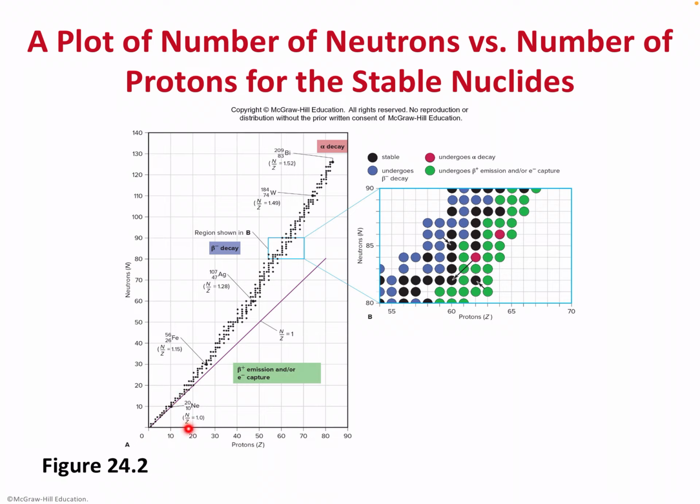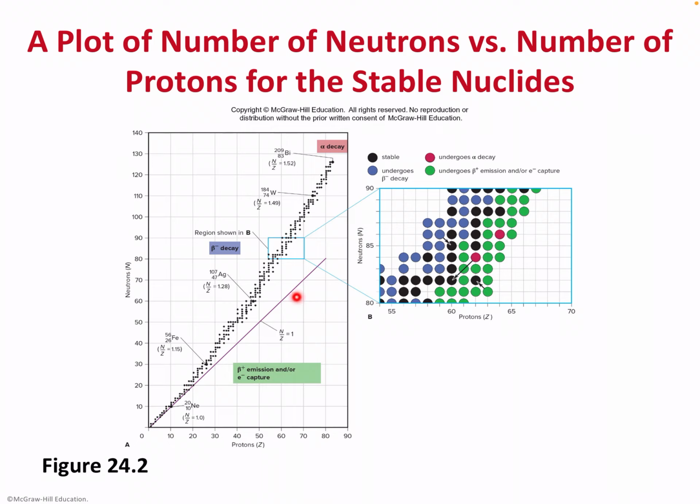But as you increase the number of protons, what happens? You increase the number of neutrons also. This is the line where N over Z equals 1, but this is the band of stability. The band of stability gradually curves away from the ratio N over Z equals 1. That doesn't mean all of these are unstable, but this is called the band of stability.